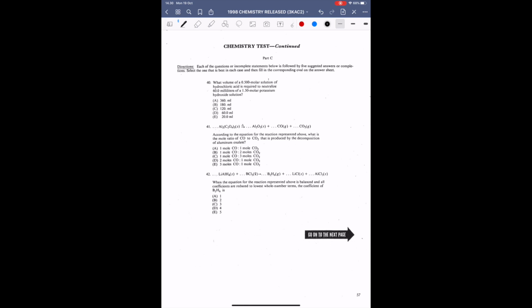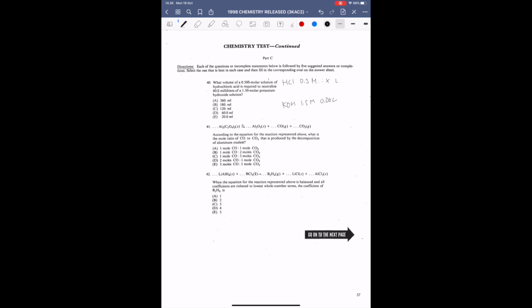What volume of a 0.5 molar solution of hydrochloric acid is required to neutralize 60 milliliters of a 1.5 molar potassium hydroxide solution? 1.5 M, 0.06 liters, because 60 milliliters is 0.06 liters, right? And the volume of HCl is unknown, so it says x liters, right?